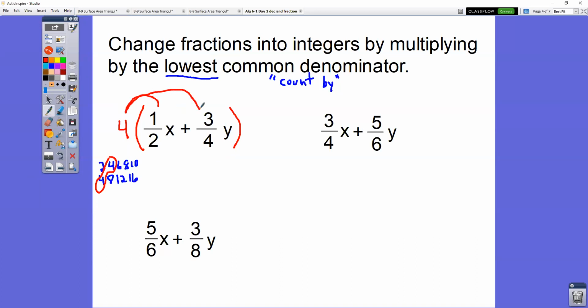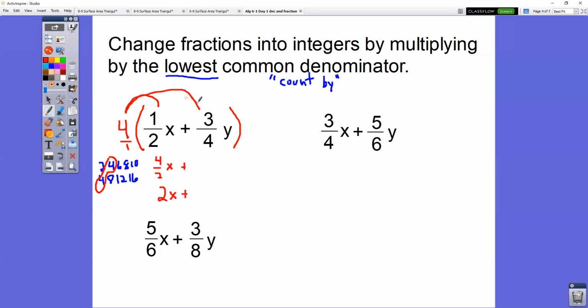Distribute again. Now watch what happens. I end up with 4 times 1/2. Now really this is 4 over 1 as a fraction. So top times top when you multiply fractions, bottom times bottom when you multiply fractions. 4 times 1 is 4. 1 times 2 is 2. Well, what is 4 divided by 2? 4 divided by 2 is just 2. So that's just 2x.